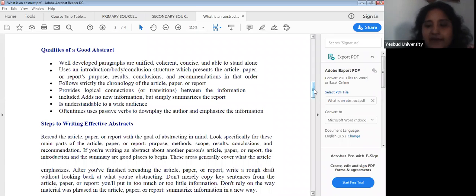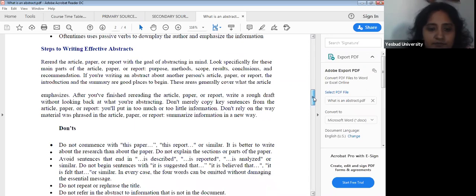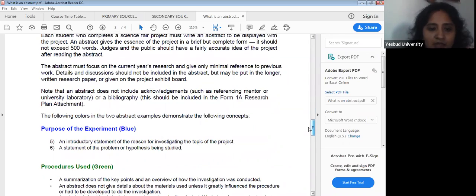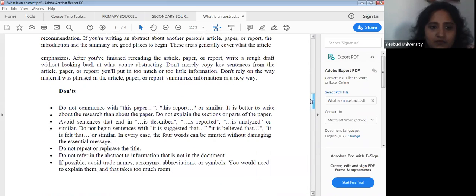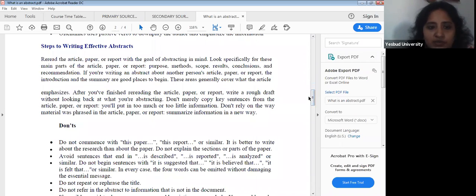Now, steps to writing effective abstracts. Reread the article, paper, or report with the goal of abstracting in mind. For writing an abstract, keep one thing in your mind: first of all, start from article writings and from papers or reports. Start reading those things and then start summarizing them. That will help you a lot in your further research reports.